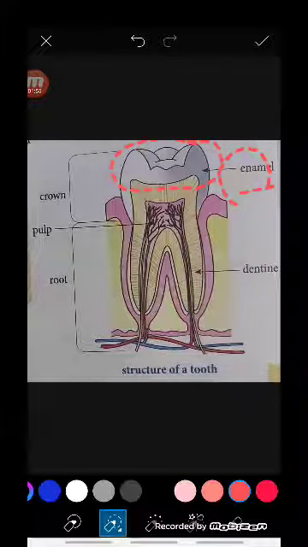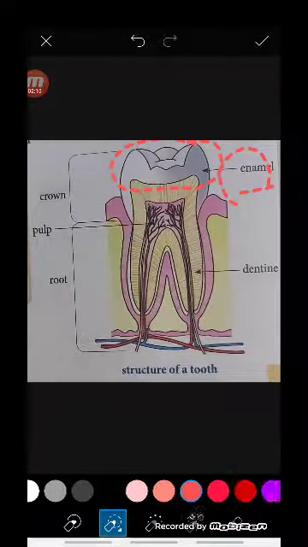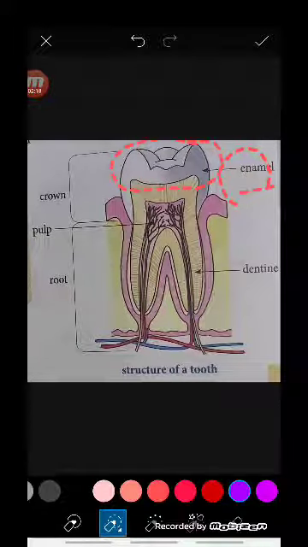And this enamel protects the tooth from wear and tear. Wear and tear means चोट लगने से, कहीं टूट जाए, उससे बचाता है. Then below the enamel is the dentine. This dentine supports the enamel. It is a yellowish bone-like layer, bone-like material.